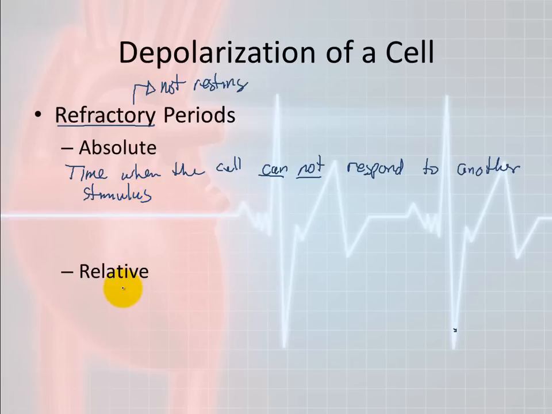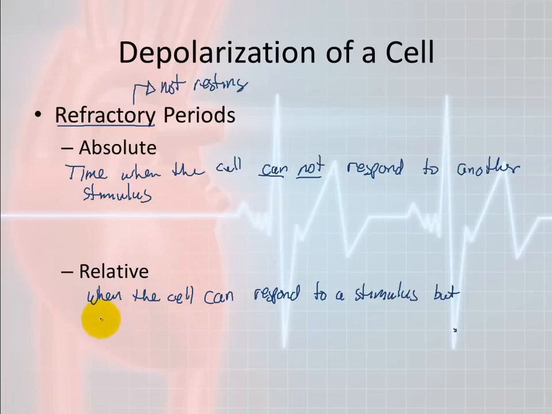Now, the difference between the absolute and the relative refractoriness is that the relative refractory period is when the action potential has gone on long enough that the cell can now respond to another stimulus, but it is not resting yet. So this means the cell has begun to repolarize, but it hasn't quite gotten to its resting state yet. Usually the relative refractoriness is phase 3.